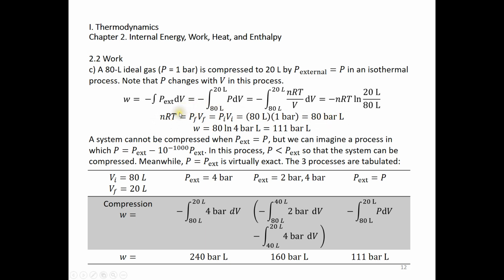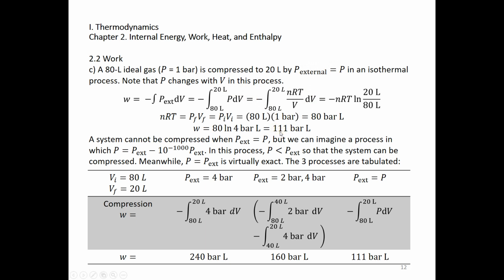Throughout the entire compression process, nRT remains constant because this is an isothermal process. Now we just plug in 80 here. We have to evaluate 80 times the logarithm of 4. We get 111 bar liters. Again, we get this same number when we do the expansion of the gas. If P external is equal to P, we get 111. Now we're doing compression. If P external is equal to P, we still get 111.